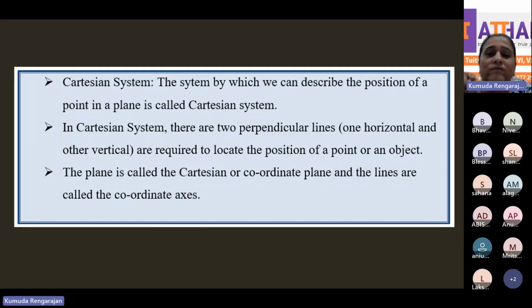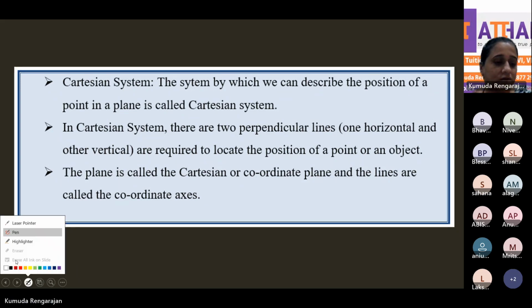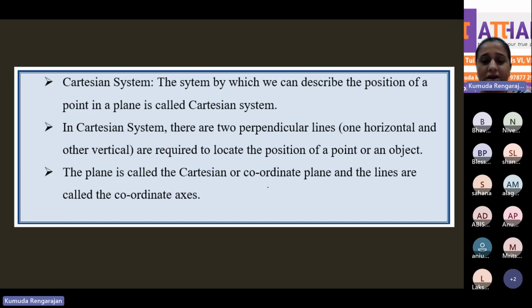In the same way, when we have a point on a plane surface, how do you explain where that point lies? So there's a plane surface, and say the point lies here. How will you give an address to this point? So you understand this point should have some address so that you can locate its position exactly, perfectly.